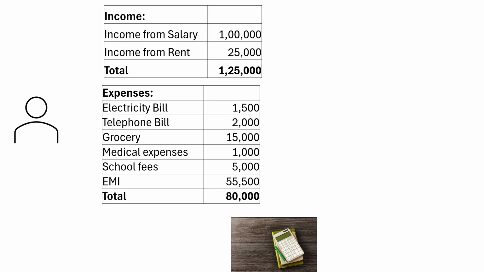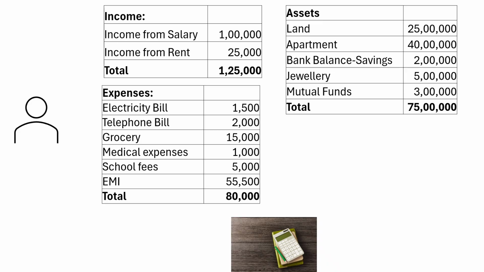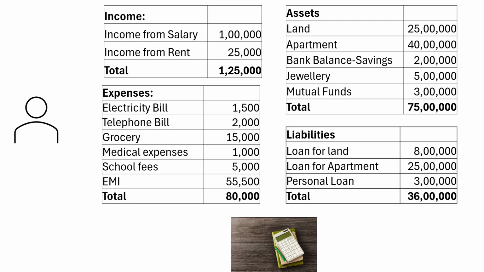Occasionally, we also keep track of, or we try to assess our net worth. So when I say net worth, we try to list what all assets we own. We may have land, we may own an apartment, we may have bank balances, we may own jewelry, we may have invested in mutual funds. But this amount is not our net worth. We may have loans against this or obligations against these, which are our liabilities. So we may have taken a loan for the land, we may have taken the loan for the apartment, we may also have some personal loans, could be anything which are in the form of liabilities. So our net worth is our assets minus our liabilities.